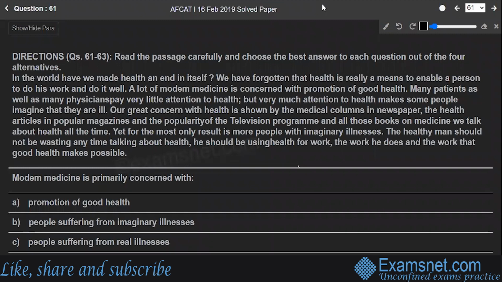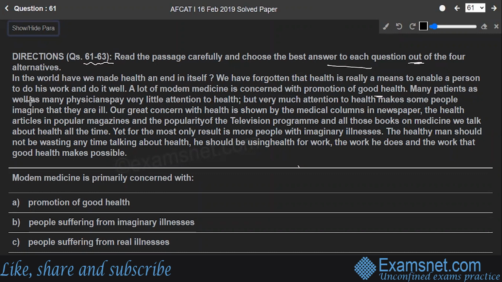Question number 61. So 61 to 63 questions, you have to read the passage carefully and choose the best answer to each question out of the four alternatives. Let's read the paragraph. It says, in the world have we made health an end in itself? We have forgotten that health is really a means to enable a person to do his work and do it well. A lot of modern medicine is concerned with promotion of good health.